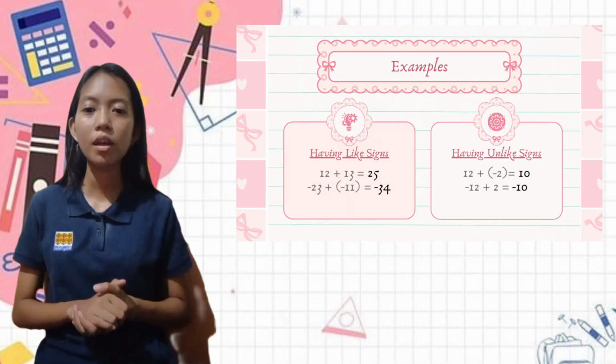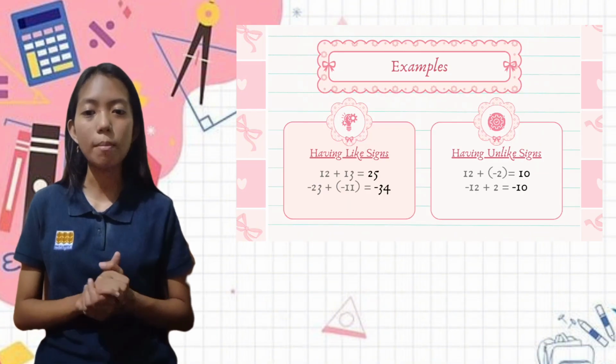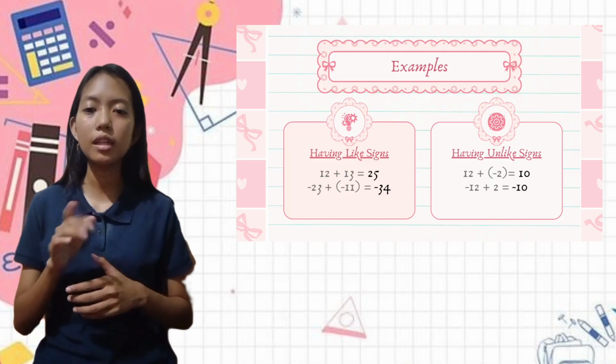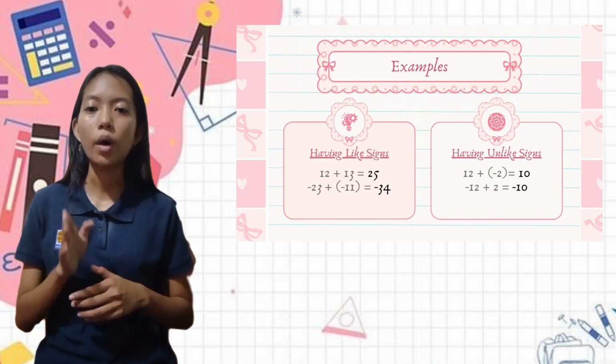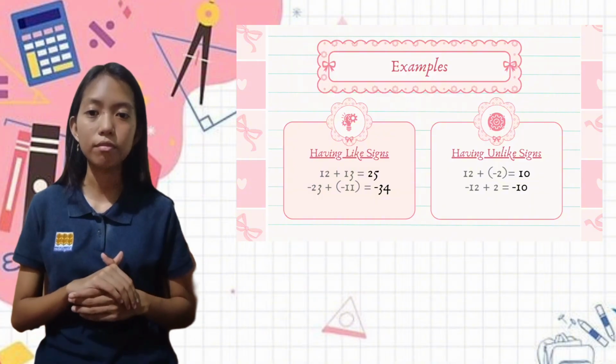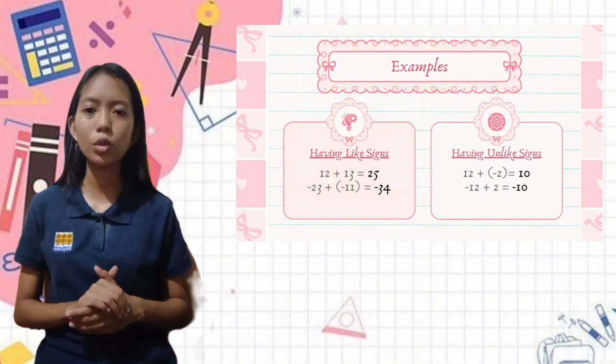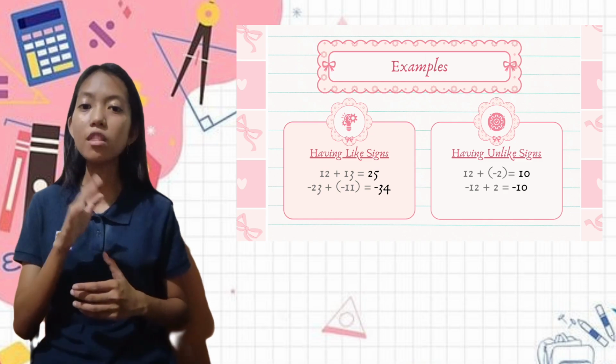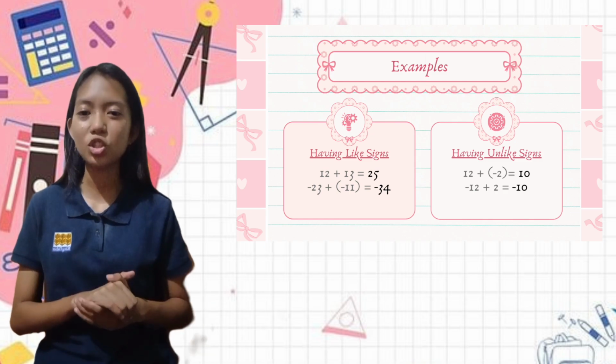So next slide. Okay, so we have here some examples. Let's try to answer them all. Let's go first with the like signs. Okay, so we have here 12 plus 13 equals 25. We simply add the numbers just like what we normally do and copy the sign. The answer is positive 25 because 12 and 13 are both positive integers.